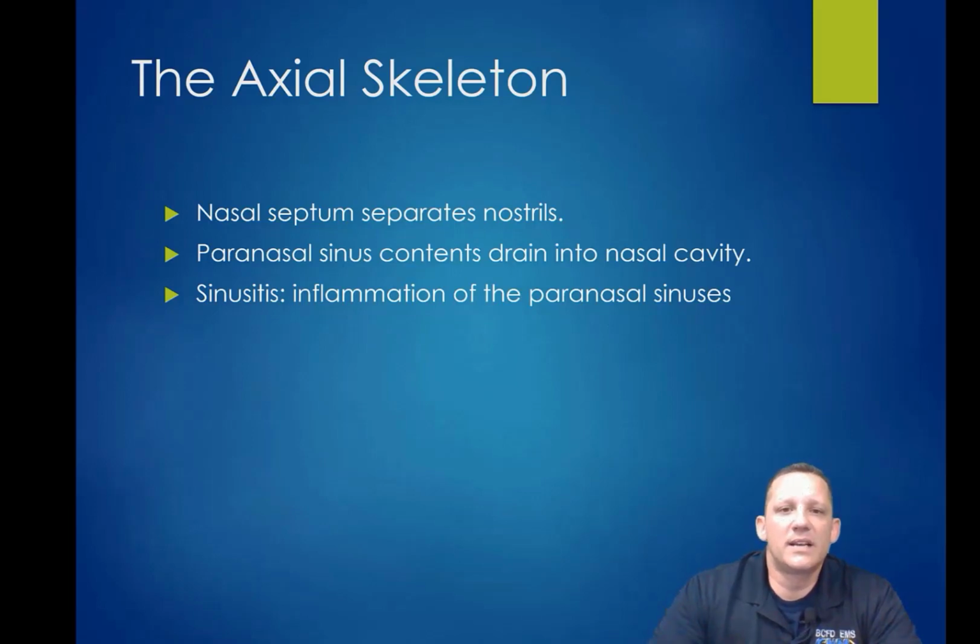The paranasal sinus contents drain into the nasal cavity, and that's going to be the small sinus pockets around the eyes and inside the nasal cavities that allow the mucus production to drain into the main nasal chamber. Sinusitis is inflammation of those sinuses, and that's where we get that telltale sign of cranial pressure, headaches, and where the mucus production is coming from.